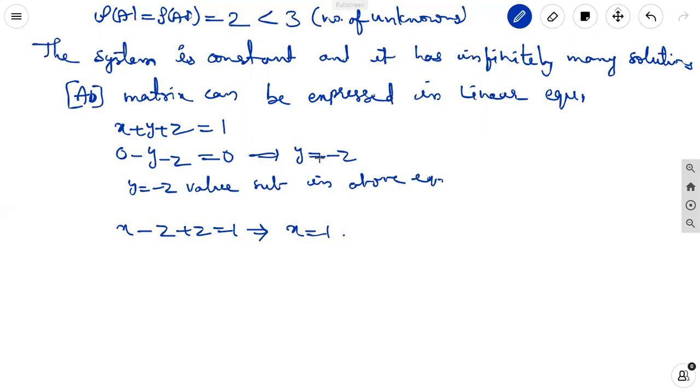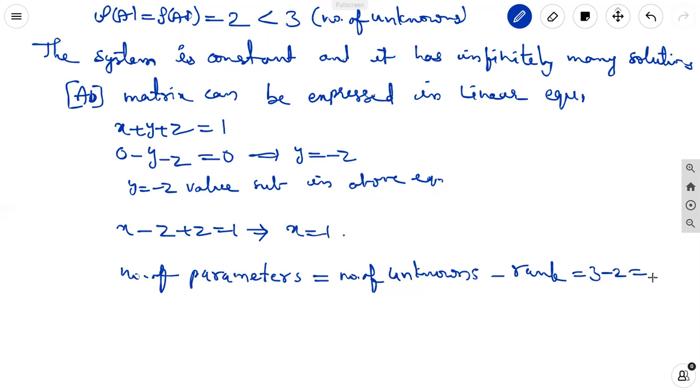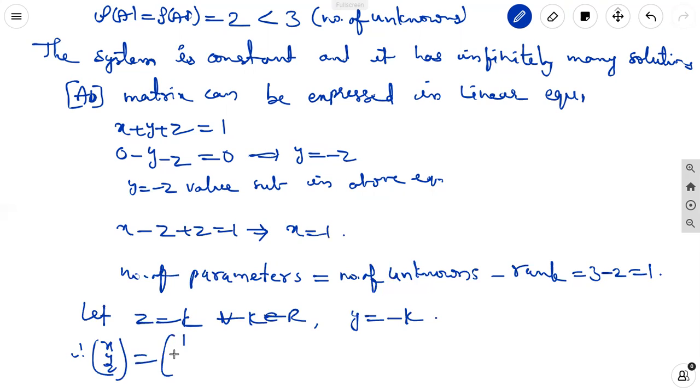The solution is y equal to minus z. Here the number of parameters is generally the number of unknowns minus the rank, that is 3 minus 2 equals 1. So 1 is the parameter. Let z equal k for all k belonging to the real numbers R. Then y is equal to minus k. Therefore the solution x, y, z is equal to (1, minus k, k), which is (1, 0, 0) plus k times (0, minus 1, 1). So there are infinitely many solutions.